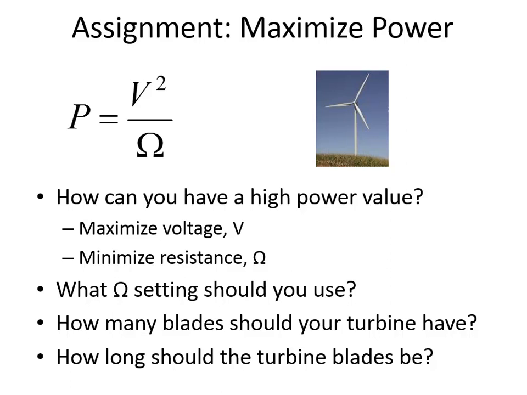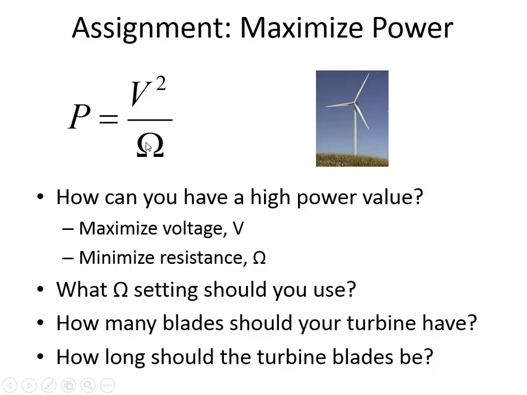So look at that equation, and if you're trying to maximize power, the way that equations work is if you want P to be large, that means you can either have a big value in the numerator, a high voltage, or you can have a low resistance.